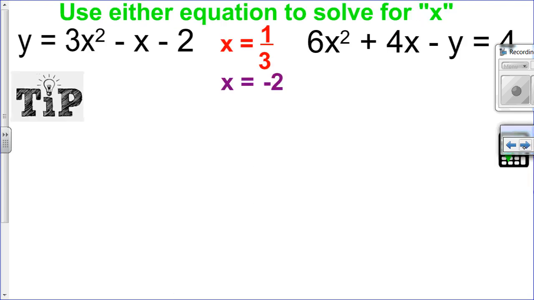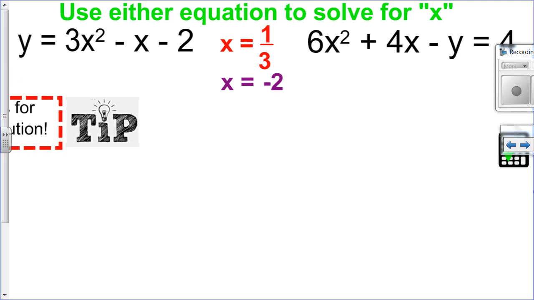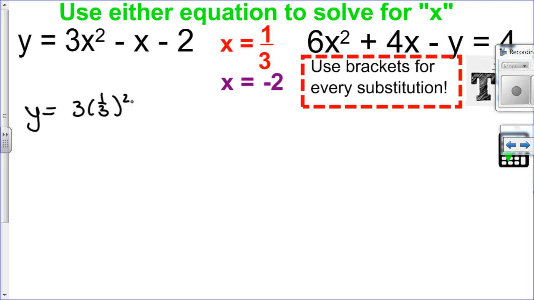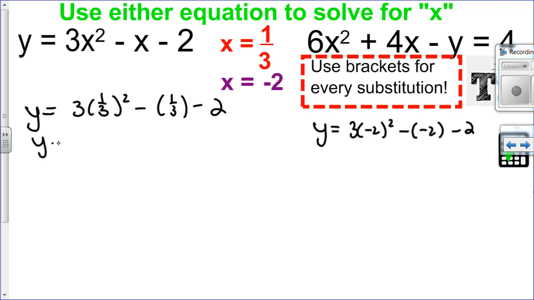y. You can use either equation, but again, use brackets for your substitutions, okay? Always use brackets for your substitution. I'm going to go to the one that already has y isolated. So right here, y equals 3 times a third squared minus a third minus 2. Or y equals 3 times negative 2 squared minus negative 2 minus 2. I'll work each one out separately.